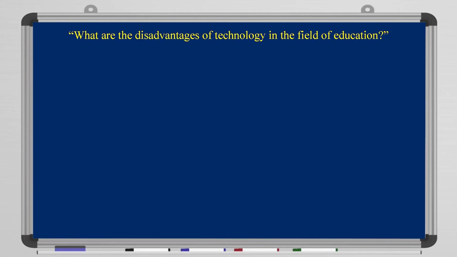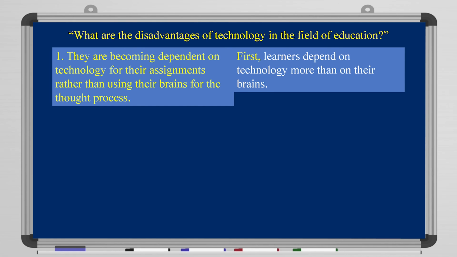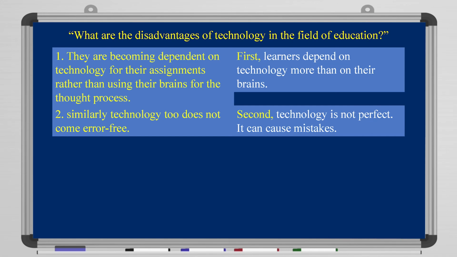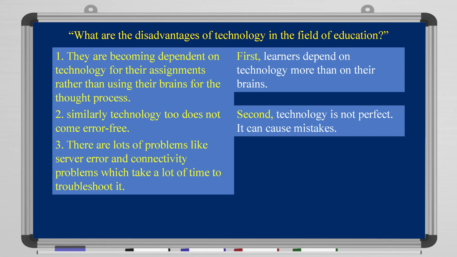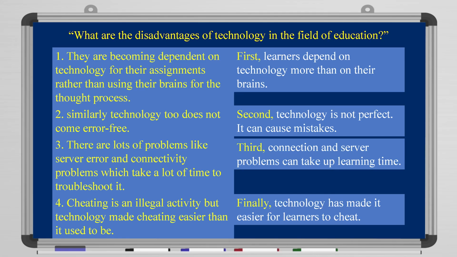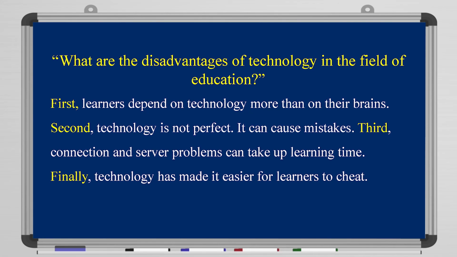So if we try to put them in one sentence, or in sentences, we find, for example, first, learners depend on technology more than their brains. See how I changed it. Second, technology is not perfect, it can cause mistakes. I also changed it. Third, connection and server problems can take up learning time. And fourth, technology has made it easier for learners to cheat. When I put them all together, you can see this paragraph right in front of you, and this is how I want this paragraph to be.